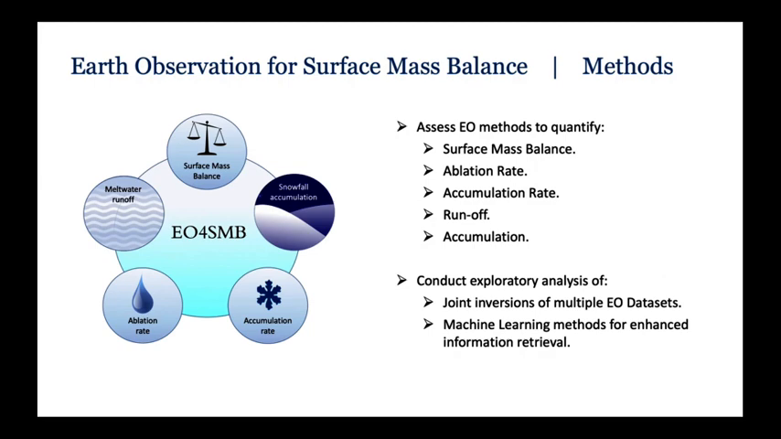So in terms of the methods that we'll use, we'll assess several EO methods to quantify a range of SMB parameters. Namely, we will look at surface mass balance, ablation rate, accumulation rate, runoff and mass accumulation. We'll also look at exploratory analysis using several newer techniques. Firstly, testing approaches which look to use joint inversion methodology applied to multiple EO data sets, and we'll also look at the use of machine learning methods to enhance the amount of information that we can retrieve from lower level satellite data.